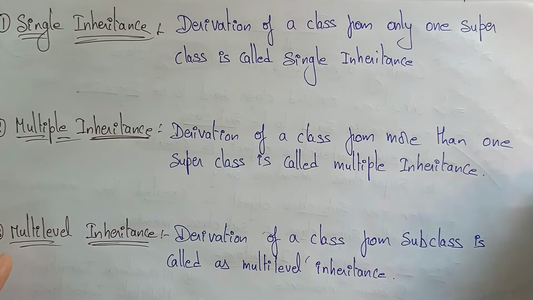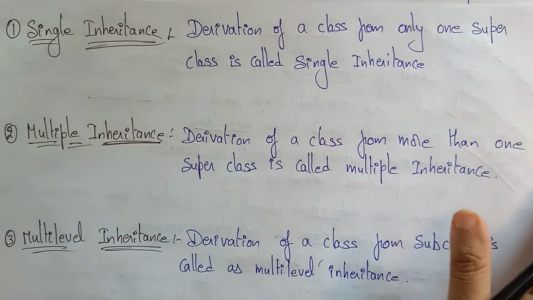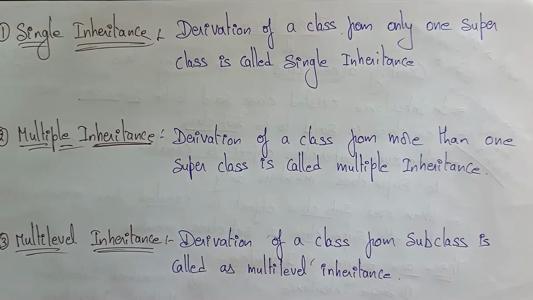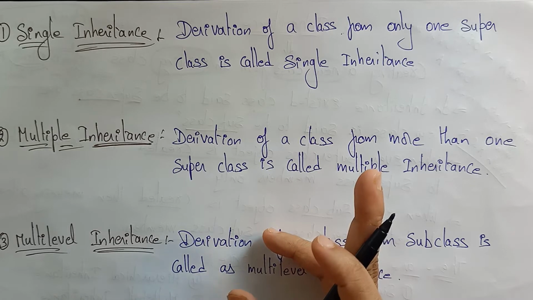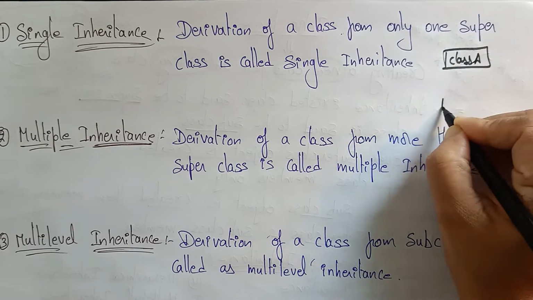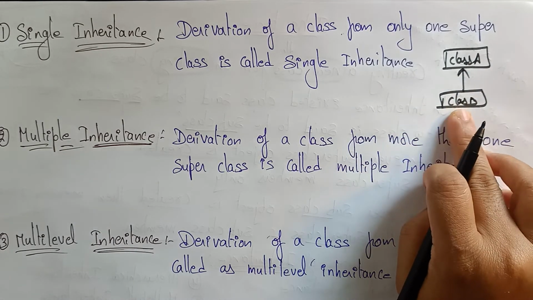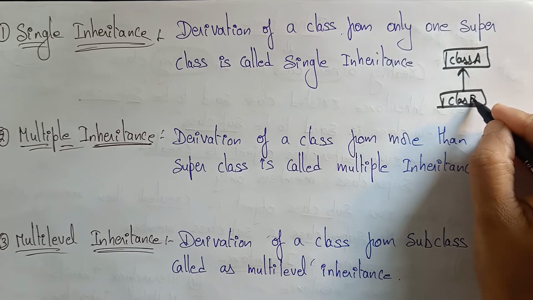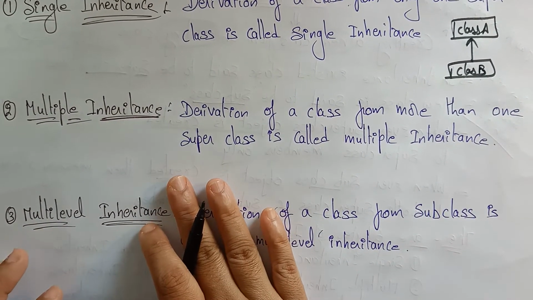So let's have a look at which inheritance types are useful in the Java programming language. Single inheritance means derivation of a class from one superclass is called single inheritance. Only one superclass. This is a class A and this is a class B. A derivation of a class from only one superclass, then we call it single inheritance.